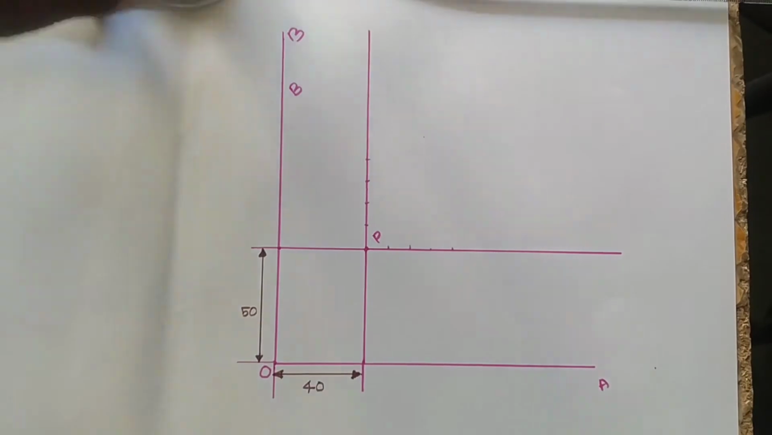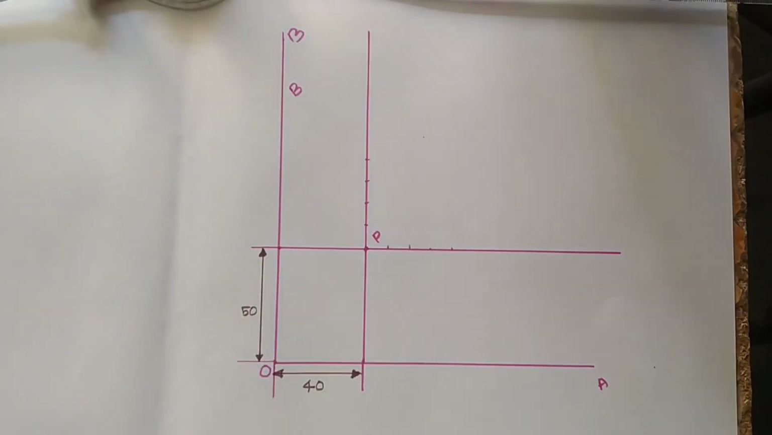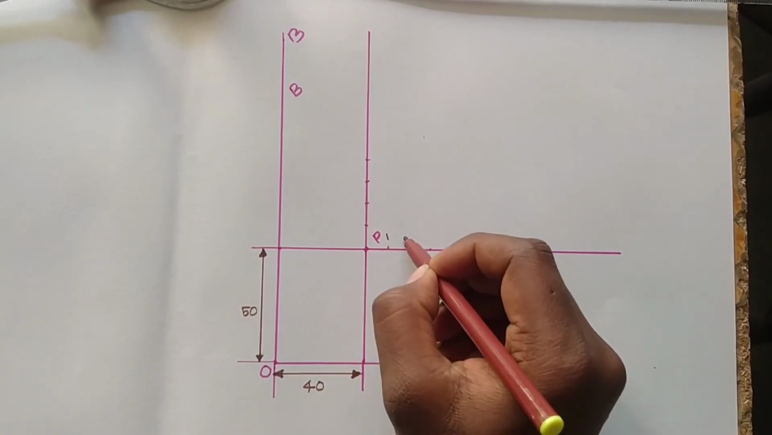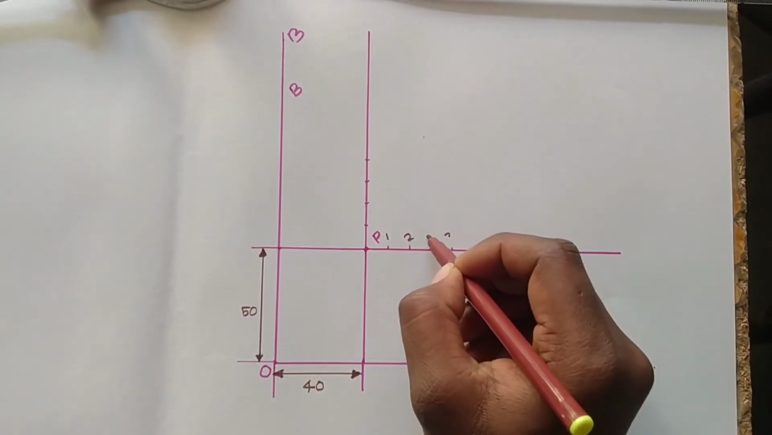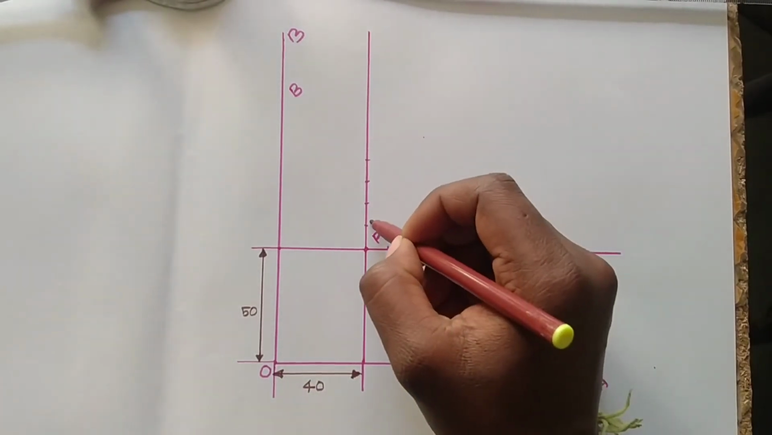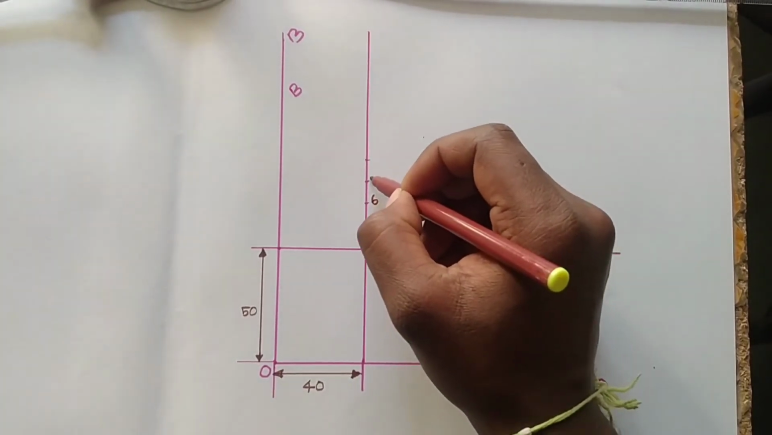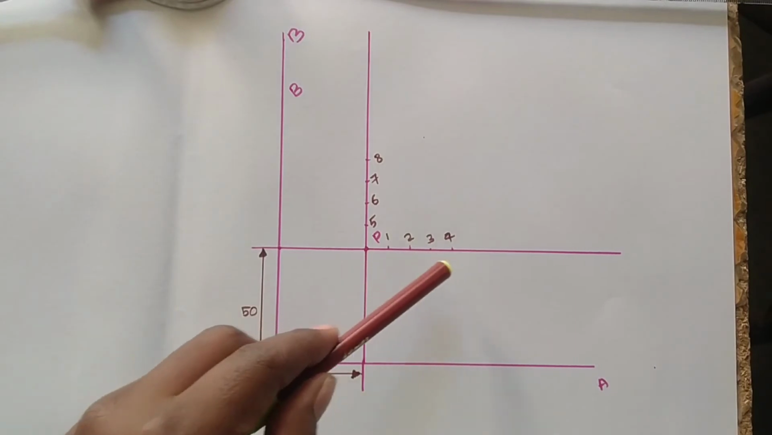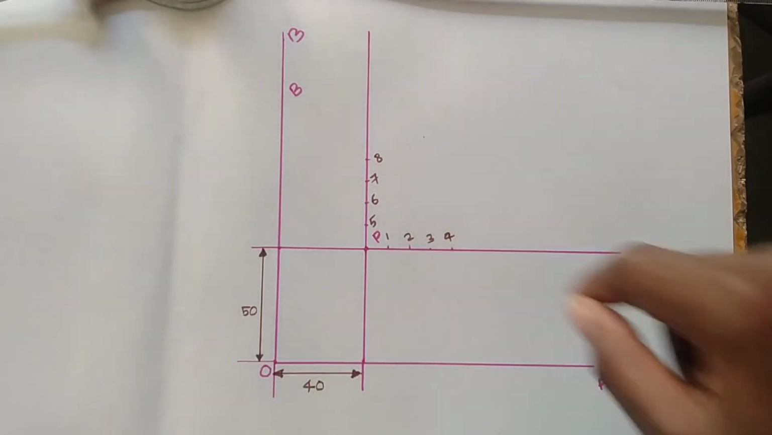Here we have 4 parts. Name those points: this is 1, this is 2, this is 3 and finally 4. Next, here we have 5, 6, 7 and 8. We have a maximum of 8 equal parts, and every part equals 10 mm.